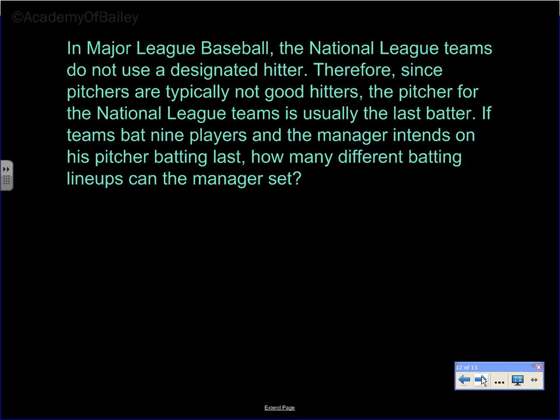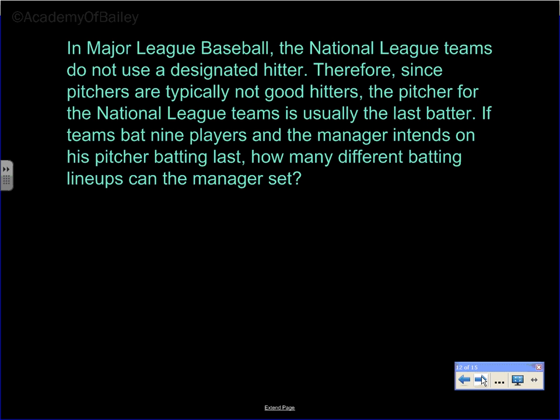In Major League Baseball, the National League teams do not use a designated hitter. The designated hitter is in the American League. The American League uses the designated hitter, and the designated hitter bats for the pitcher. Typically, the pitcher is not a very good hitter, so that's why in the American League the designated hitter bats for the pitcher. So we're going to talk about a situation here. So let me restart this problem again.